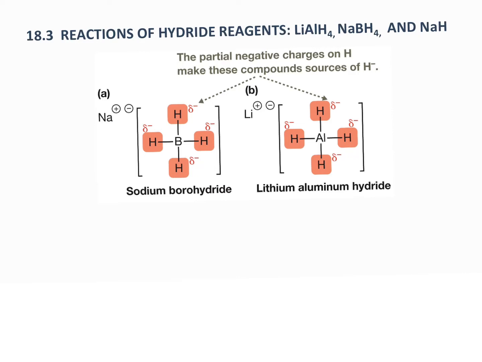So in section 18.3, we're going to look at reactions that involve the hydride ion. And so you can see here there's some reagents here that provide hydrides: lithium aluminum hydride, sodium borohydride, and sodium hydride. Now, I want to remind you that when we talk about a hydride, it's a hydrogen with 2 electrons and a negative charge, okay? Now, you'll see it a lot of times abbreviated like this.